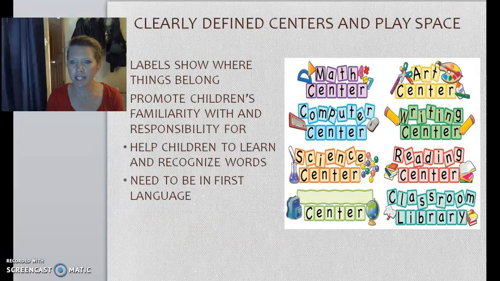Clearly define centers and play space. We do that by labeling everything. You'll walk into a preschool classroom and sometimes you think we over-label. But we do this because it promotes familiarity to the children and it helps make them responsible for where they're at. So I have an example here of labeling centers. It also helps children to learn and recognize words. And it's also important that on these labels we use first language.